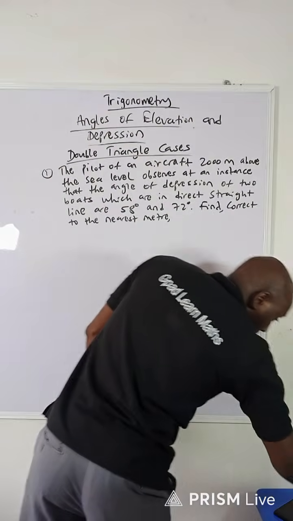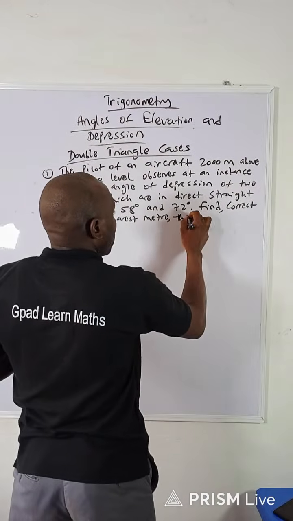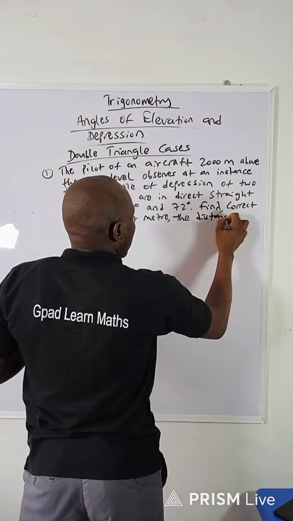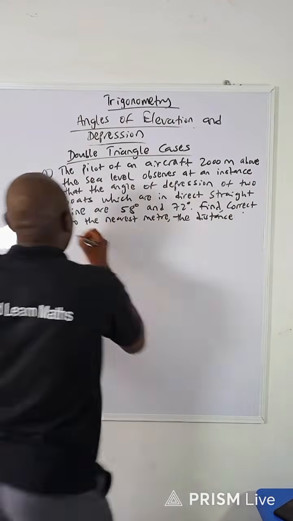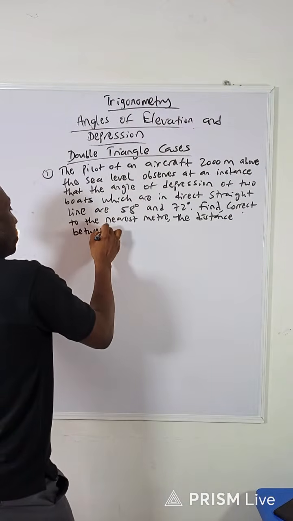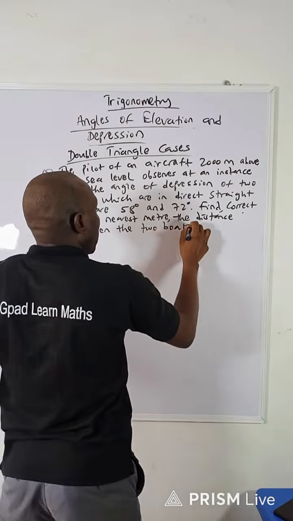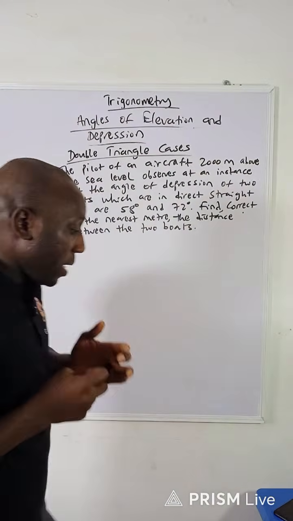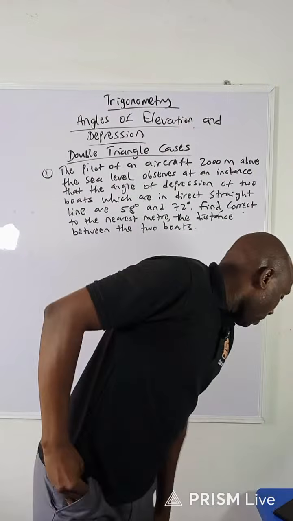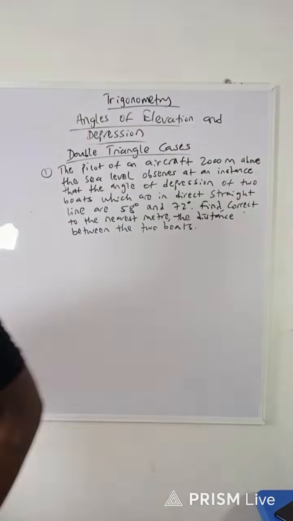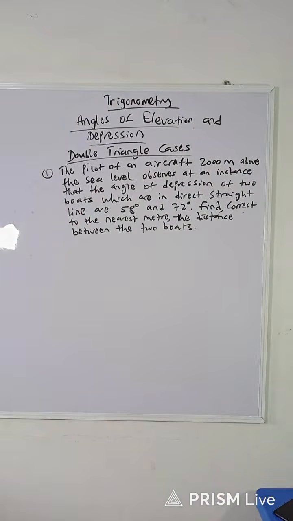I think the distance between the two boats, this is quite a long one. Wow, this is quite a lengthy one, but I've got you covered. Look at this question, everybody. What do you think about it? See how long it is. It's under double triangle cases.